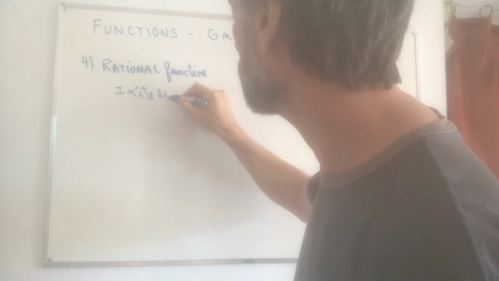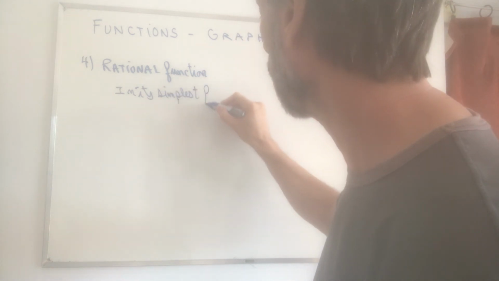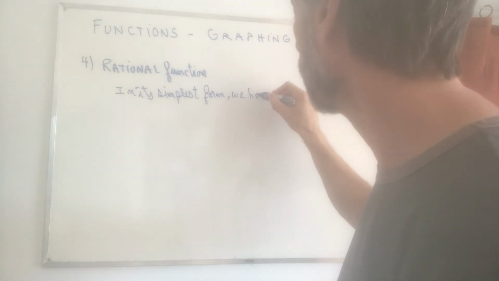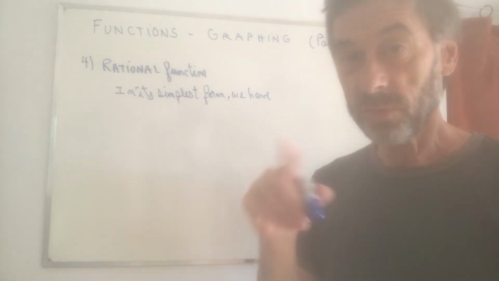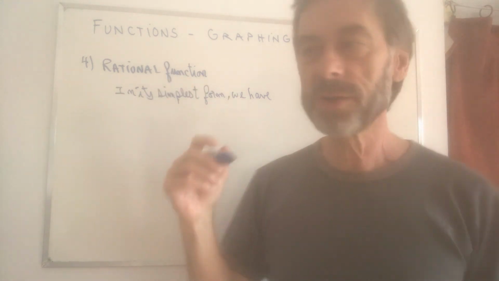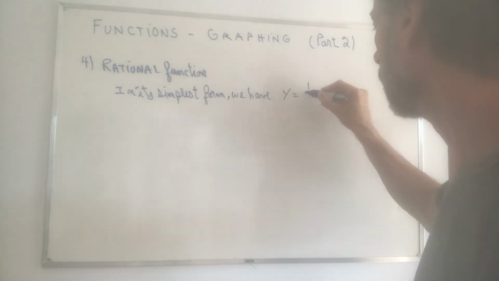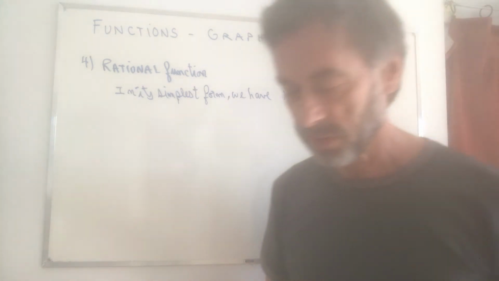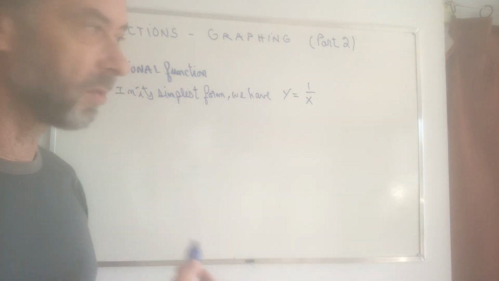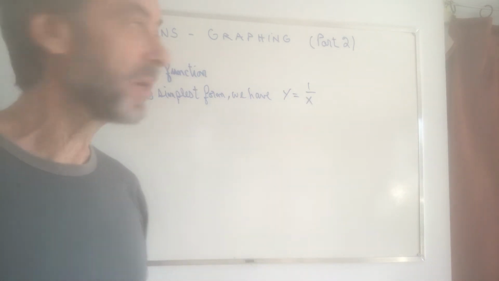In its simplest form, we have y equals the rational function. Rational means ratio, ratio means fraction. Y equals something like 1 over x. So this is the most basic rational function. There are other versions. We'll take a look at some of them, but that's the most basic one.